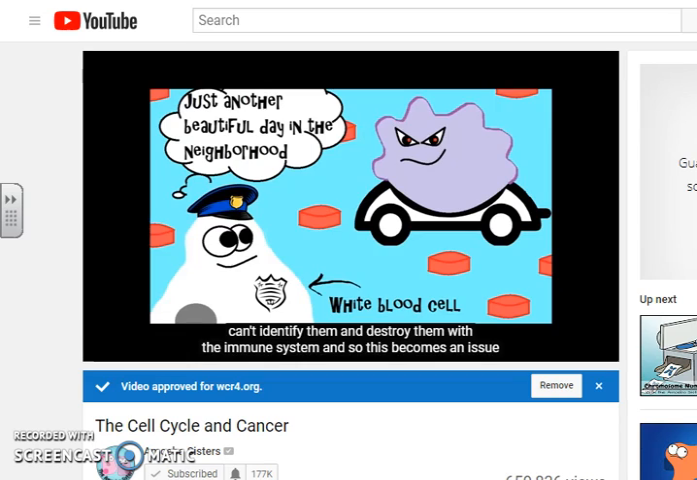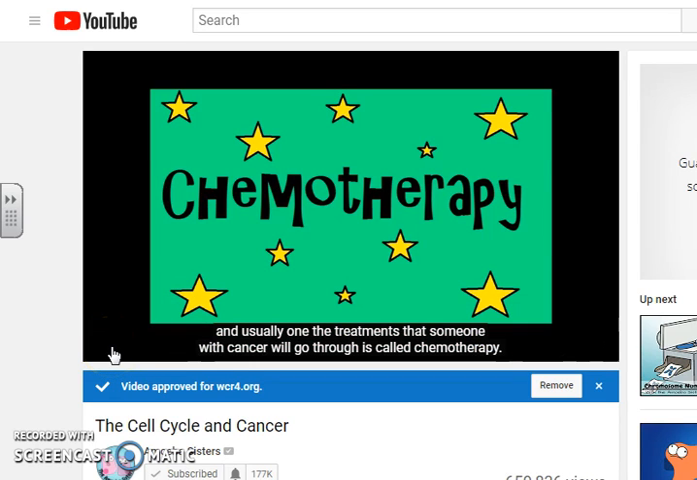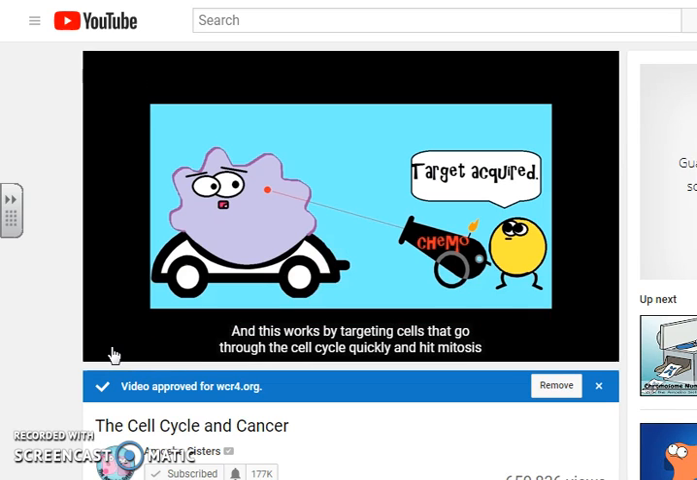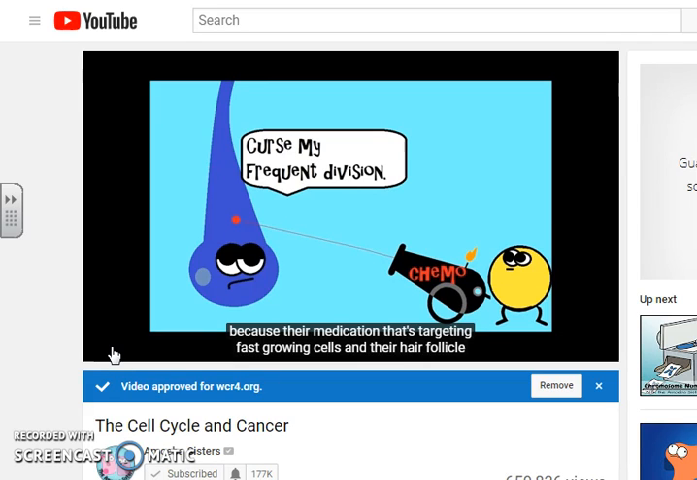So this becomes an issue that somebody who has cancer will undergo chemotherapy. And this works by targeting cells that go through the cell cycle quickly and hit mitosis quickly. And that's one reason why somebody often will lose their hair when they're on chemotherapy, because they're on this medication that's targeting fast-growing cells. And your hair follicle cells are also fast-growing cells.